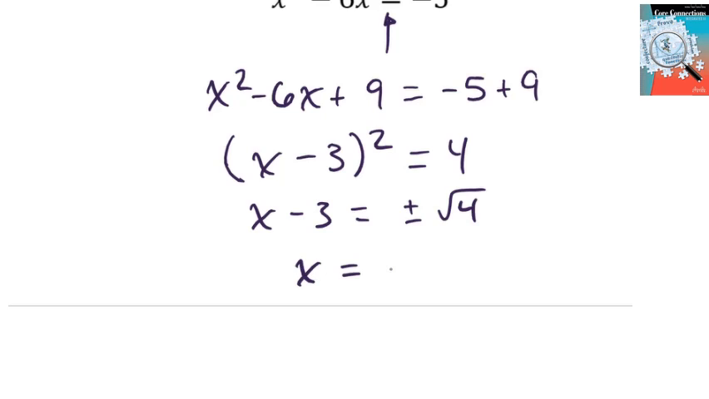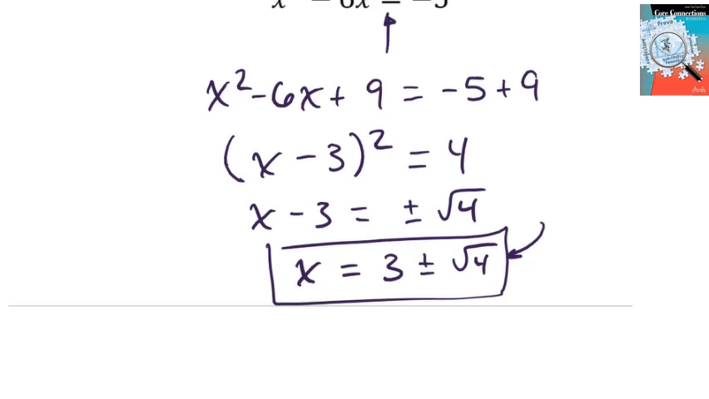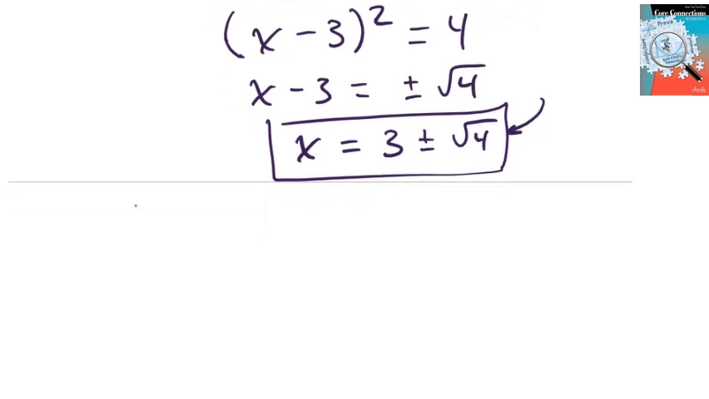So x is equal to a positive 3 plus or minus the square root of 4. Again, if this was not a perfect square, this is where I would like for you to leave your answer. There's two values there, 3 plus root 4 and 3 minus root 4. However, if it is a perfect square, I'd like you to write those out.